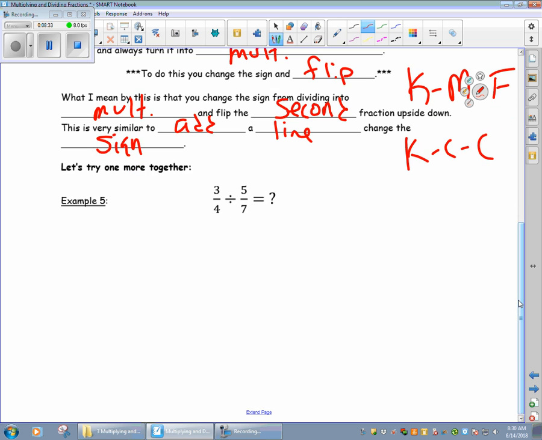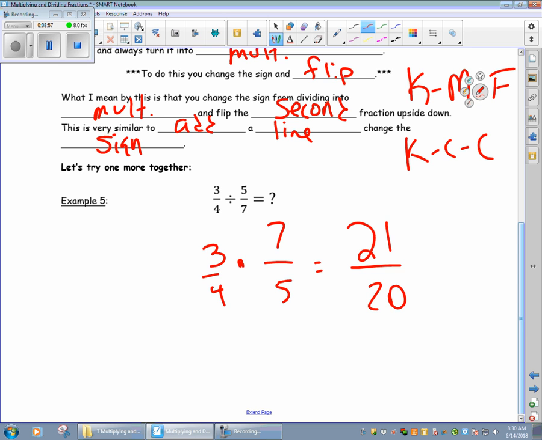All right, so let's take a look at example 5. We got to keep, multiply, flip here. So I'm going to keep the 3/4. I'm going to multiply, and I'm going to flip that second one to 7 over 5, and then it just turns into the rules that we had today. So they're both positive, so obviously my answer is positive. Look and see if you can pre-reduce. In this one you can't. So you end up getting 21 over 20, which again, you could turn into a mixed number. We're going to leave it there.